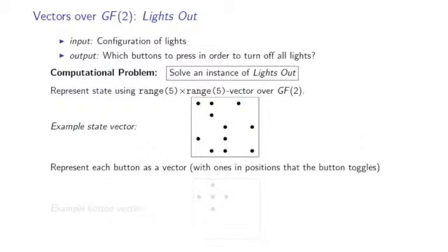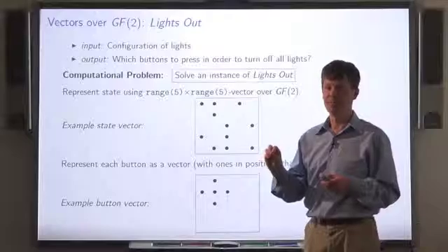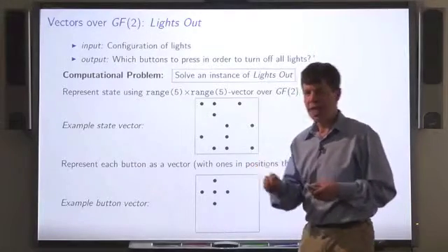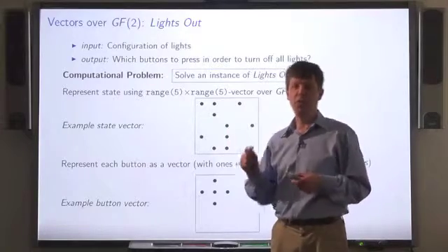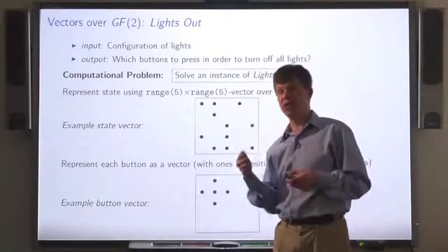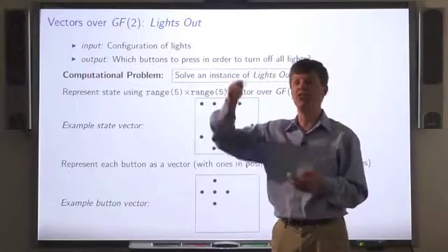Now, the trick is we can also represent each button as a vector over GF2. We represent a button by the GF2 vector with 1s in exactly the positions that are toggled when we push that button. Remember that in GF2, adding 1 means flipping a bit. If you add 1 to a 1, it turns it into a 0. If you add 1 to a 0, it turns it into a 1.